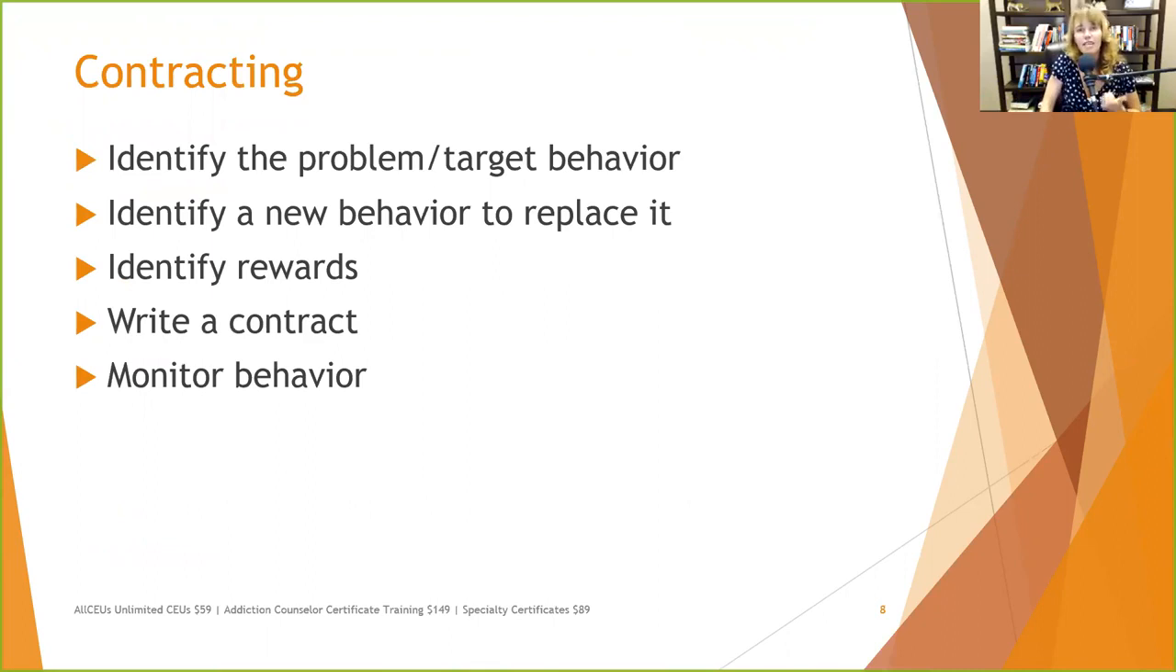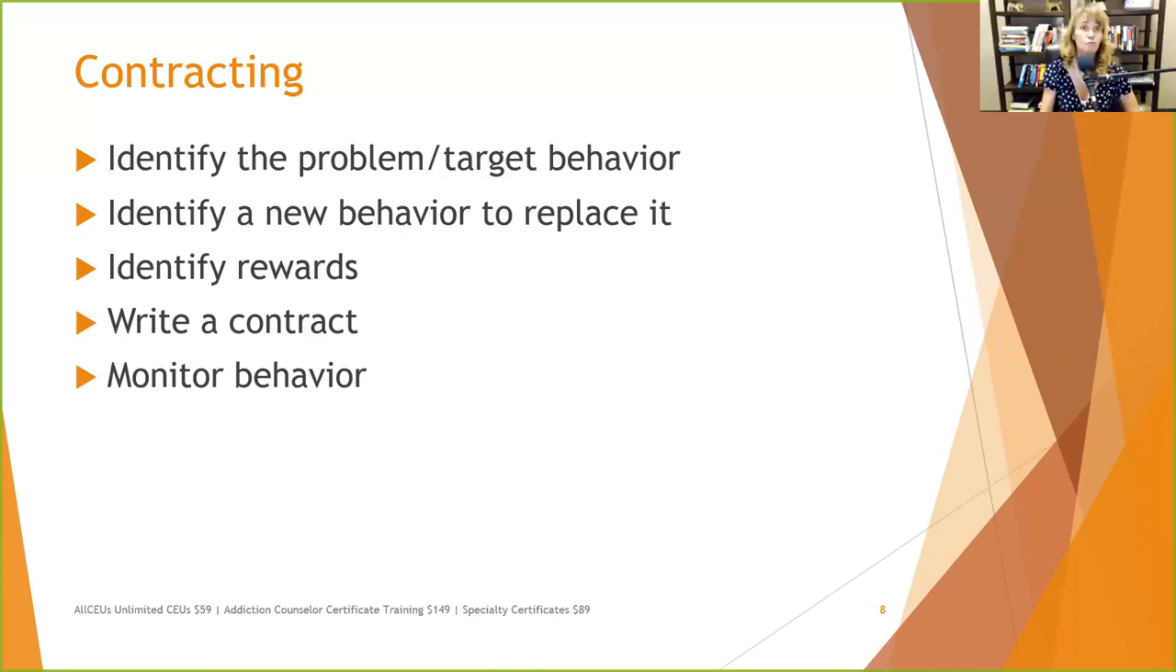In contracting, you identify the problem or the target behavior. What do you want to do? Get in shape. And identify a new behavior, and this would be going to the gym. Identify rewards. What are you going to do to reward yourself for going to the gym? And you may think, well, exercise is reward in and of itself, and losing weight is reward in and of itself. Exercise sometimes leaves you sore, and you're not always going to lose weight. So we want to put other rewards out there. We want to make sure that this stays reinforcing for people.